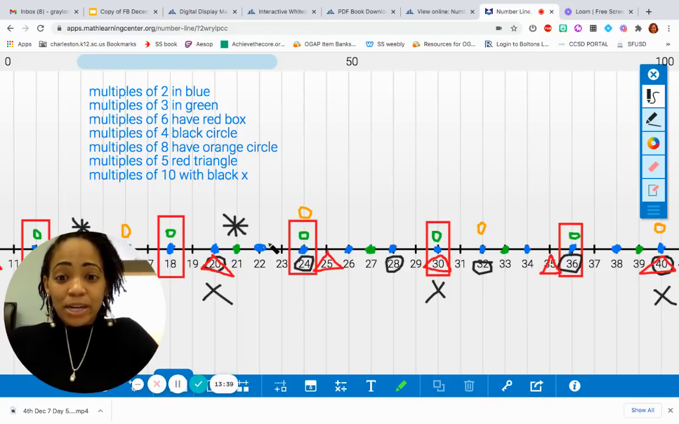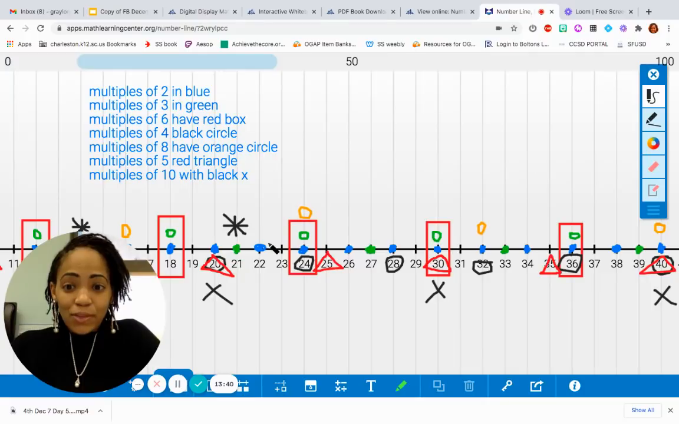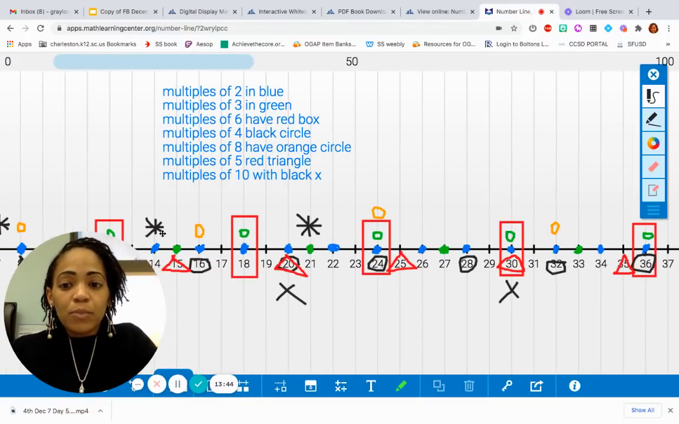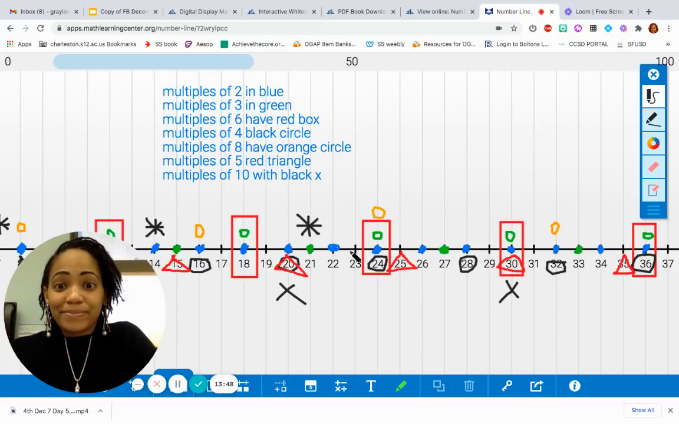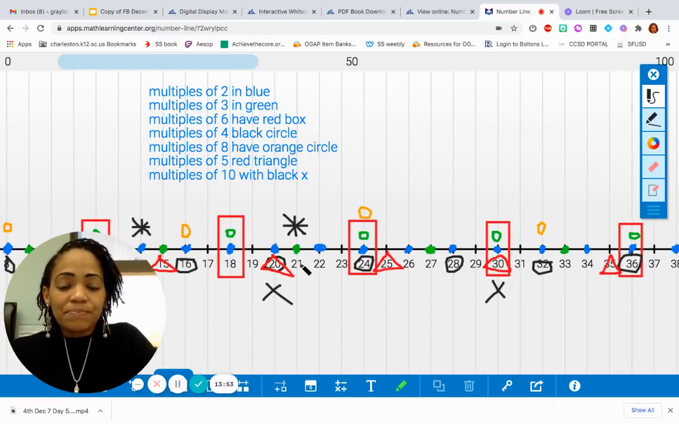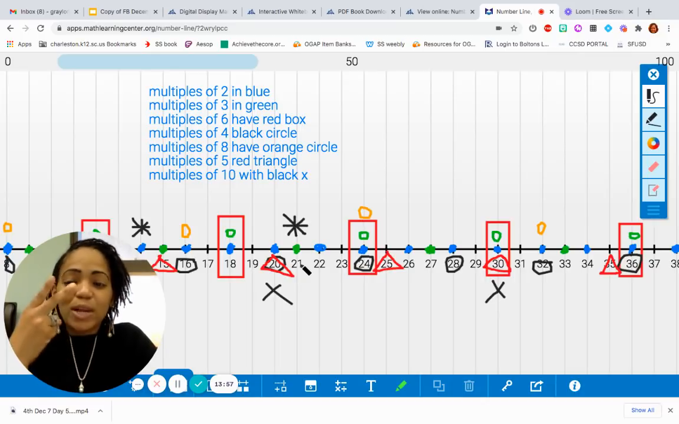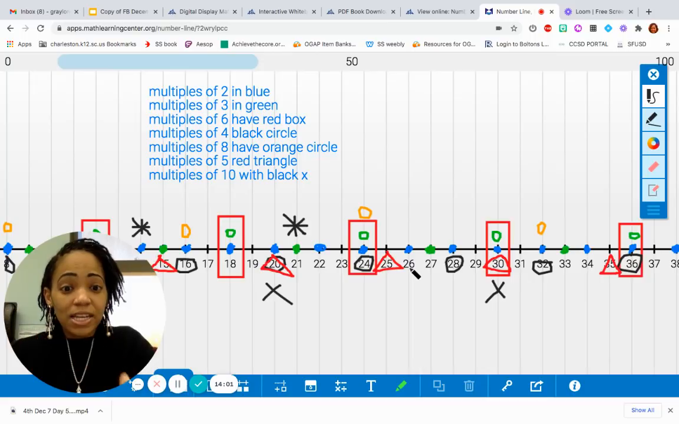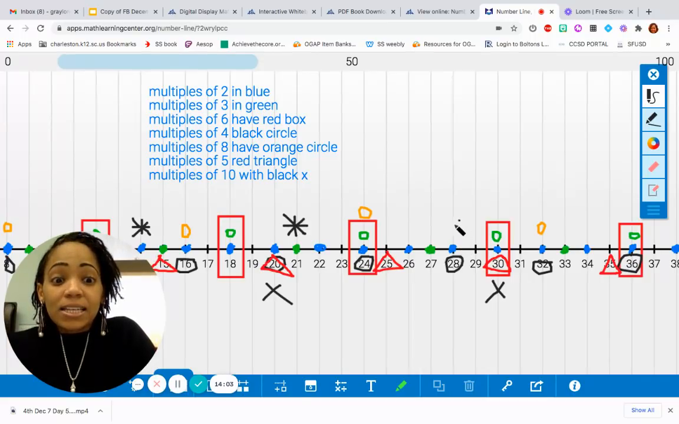So far, we've marked how many? 3. And of those 3, only 2 of them were already a multiple of another number, right? Okay, so here we go. We are at 21. Now we're whisper counting. Count by 7s. 28. You see how I did that? And so you may need to do the same thing.